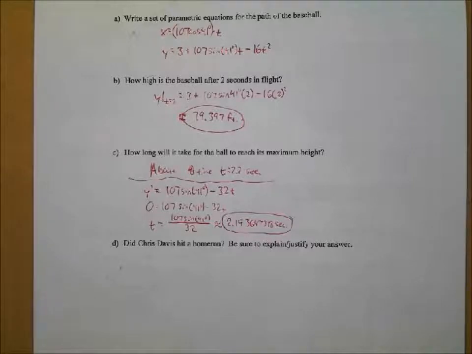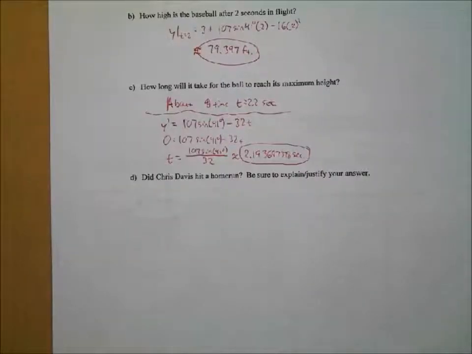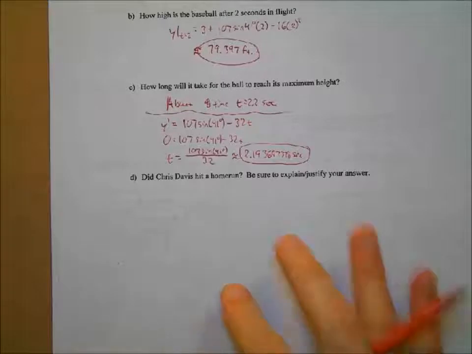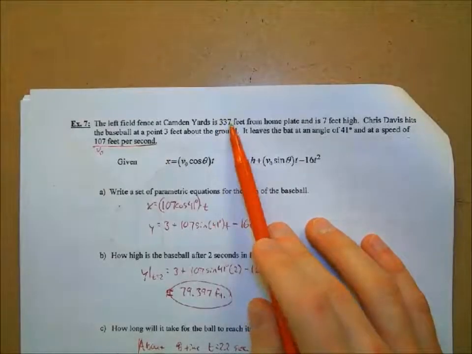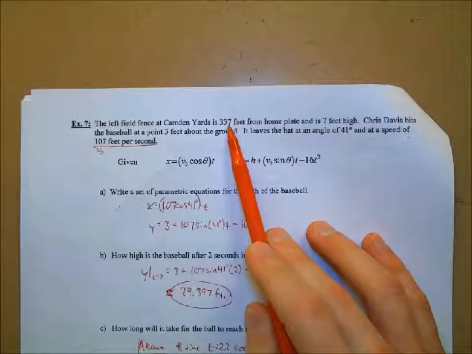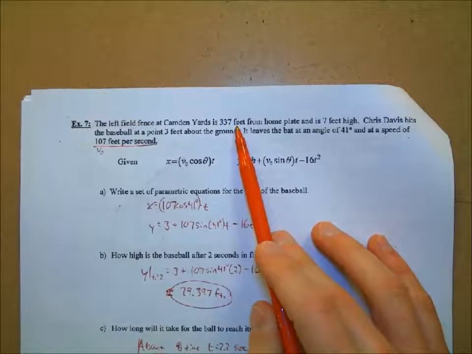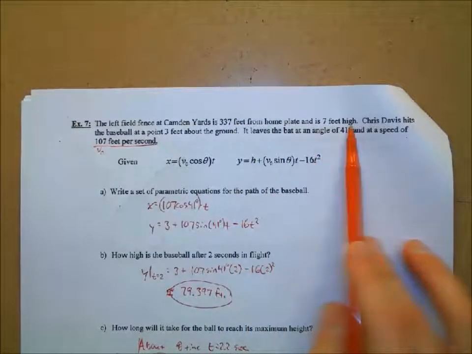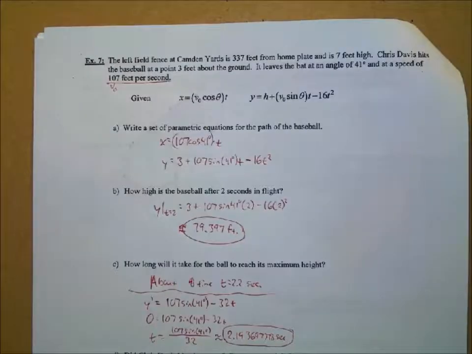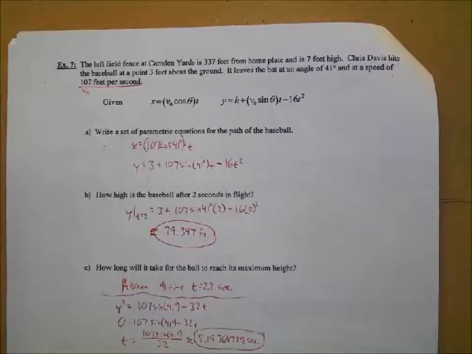Yeah, that's fine. Okay. So then letter D, did Chris Davis hit a home run? Be sure to explain and justify your answer. Now we have two parts we have to concern ourselves with. First, did the ball even make it out to 337 feet? And then if it made it out to 337 feet, what else do we need to be concerned with? How high it was, because it's got to be over 7 feet high. So, how should we go about making sure that these two things are so? What could we do here? Well, yeah, Karen. We could find the time at which it crosses that length, and then we could find the height at that time. Exactly right. Yep, so we'll just do that.